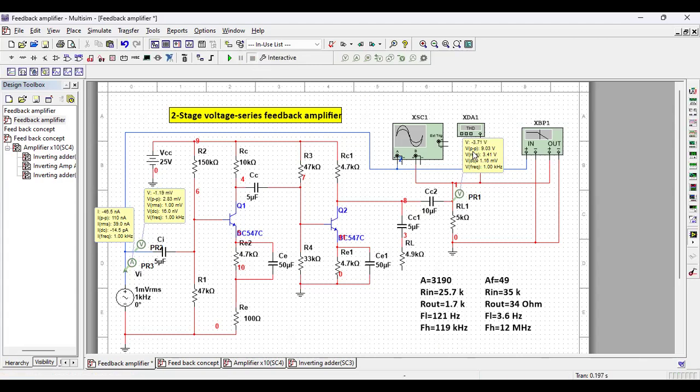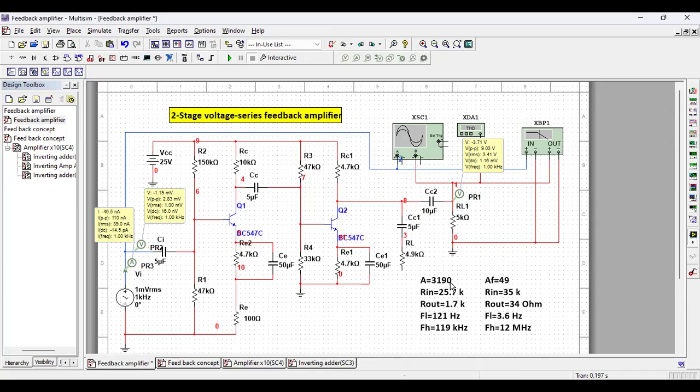Now here I see the peak to peak output voltage is 9.03 volt. It means the AC part is 9.03 volt, and input voltage is 2.83 millivolt. So gain becomes 9030 divided by 2.83. Gain becomes 3190. So here I have listed the open loop condition, A, 3190.